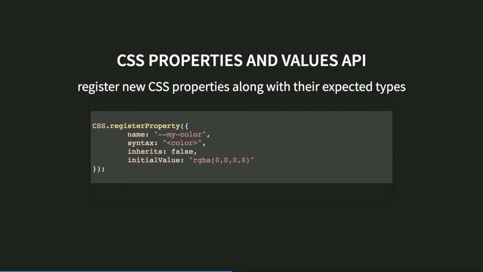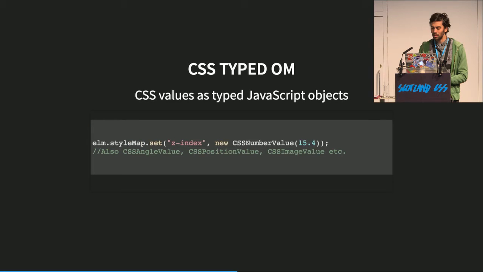Cool. So one of these specifications is the properties and values API, where you can register new properties and define initial values or what the default syntax could be. But it's quite a simple and straightforward one.